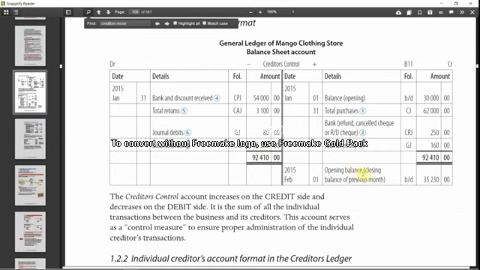And then obviously our closing balance will also be on the credit side as it is a liability, so we expect a credit balance.